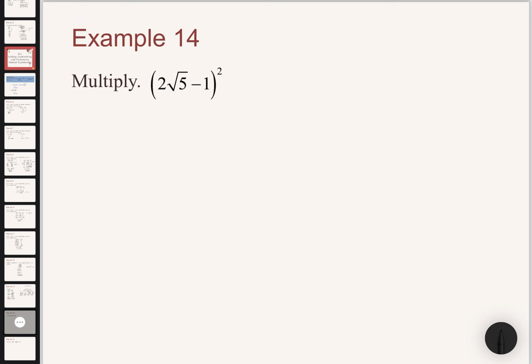All right, anytime I'm squaring something, make sure that you rewrite it like this and FOIL it. Or I guess you could use that a minus b squared formula that you guys had a little while ago. Either way would work.